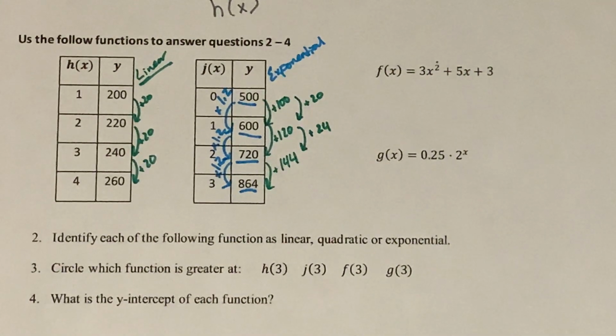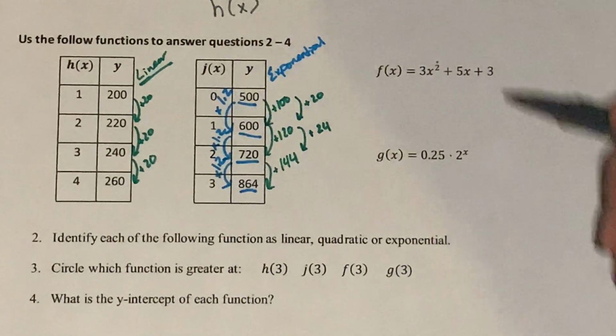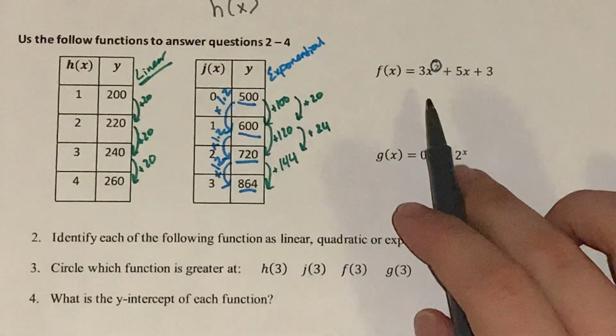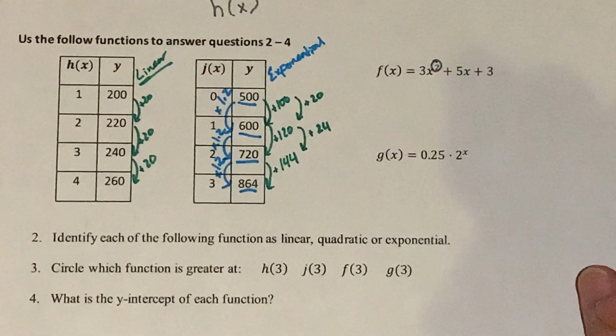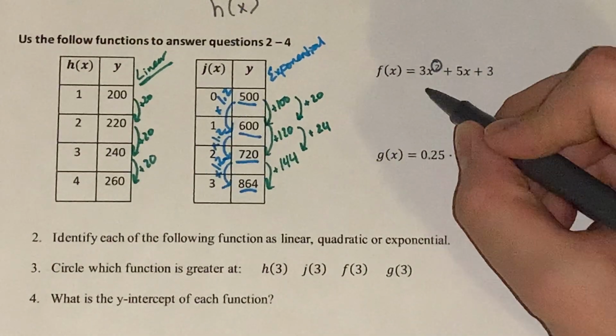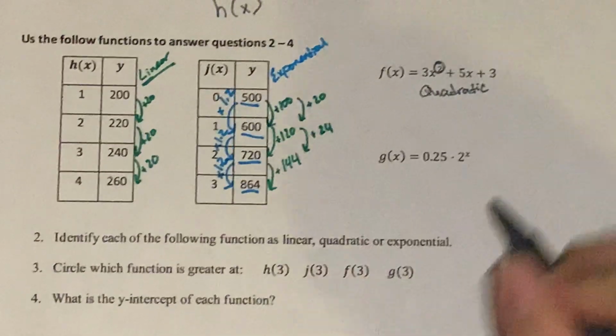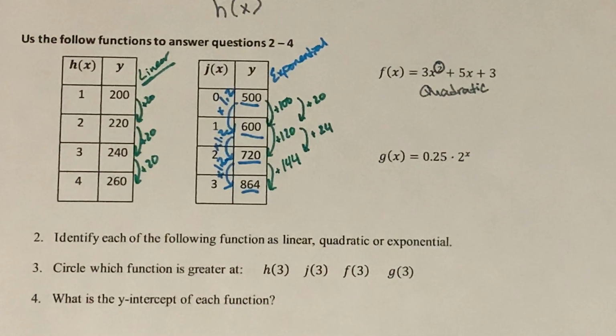An exponent of 2 is a dead giveaway. Anytime you have an exponent of 2, and especially if you have 3 terms with an exponent of 2, that means that this is a quadratic. And if you plug it into your calculator and see the graph, you would see that the graph is a parabola, which means that that is a quadratic graph.